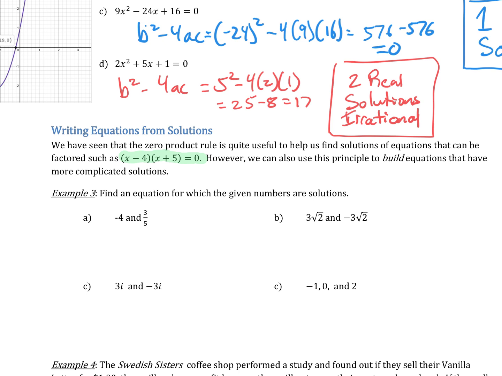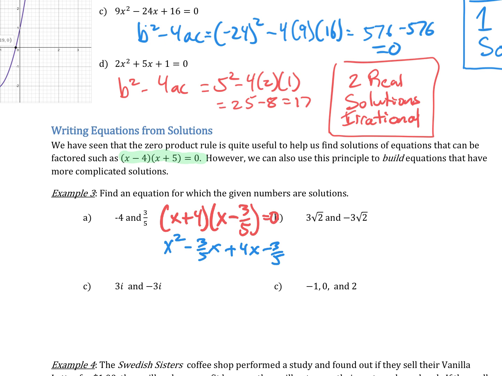All right. So if we want to find an equation with these given solutions, well, if I want negative 4 to be a solution, then I need to have x plus 4. If I want 3/5 to be a solution, I need x minus 3/5. And that will be equal to 0. Right? And so that equation is going to have those solutions. If we need to, we can distribute that out. And then we can combine like terms in the middle there.